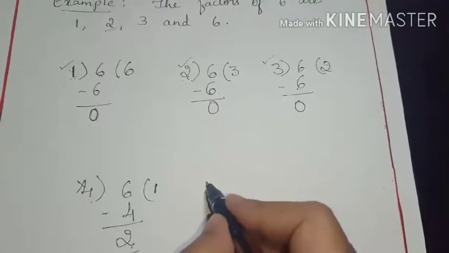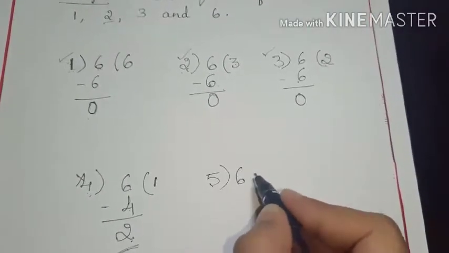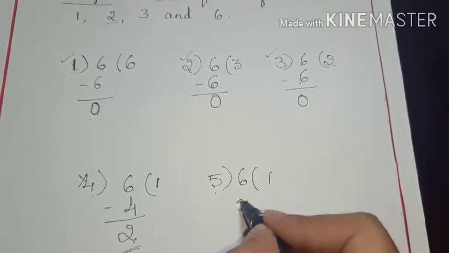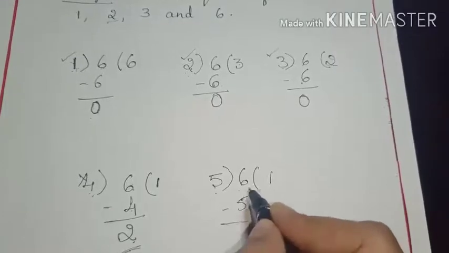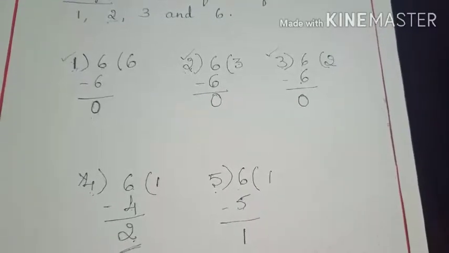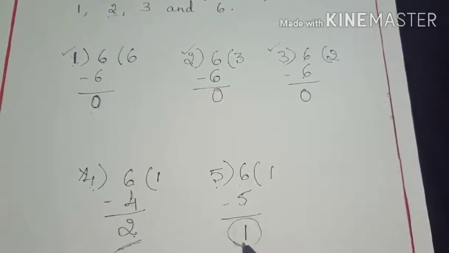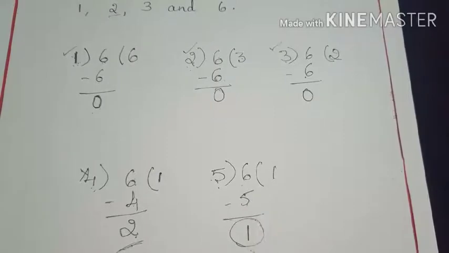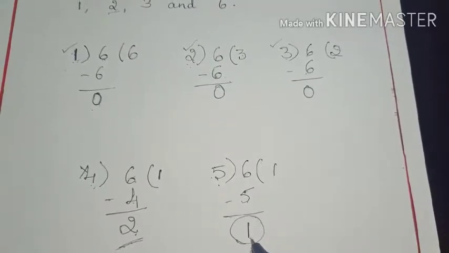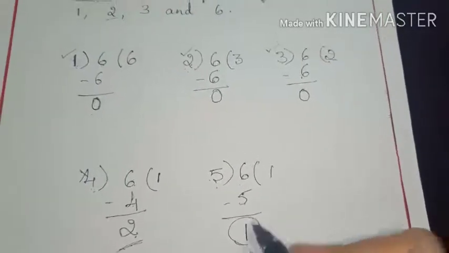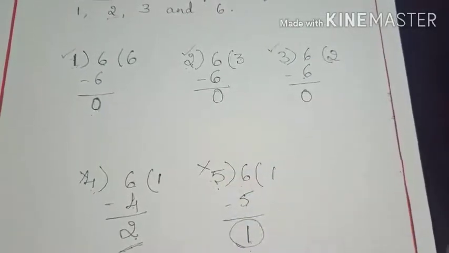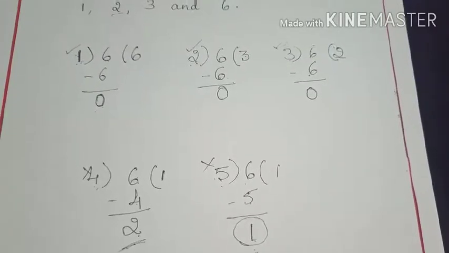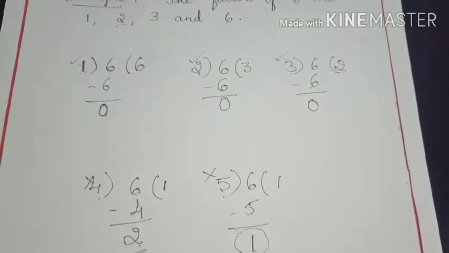In the similar way, 5. 6 divided by 5. 5 1s are 5. If you subtract, 6 minus 5 is 1. Here also, this number does not divide 6 exactly. The remainder is not 0. So 5 is not the factor. Only the numbers which divide the dividend exactly are called factors.